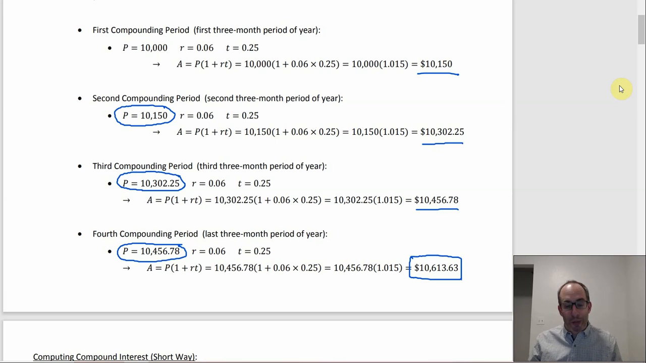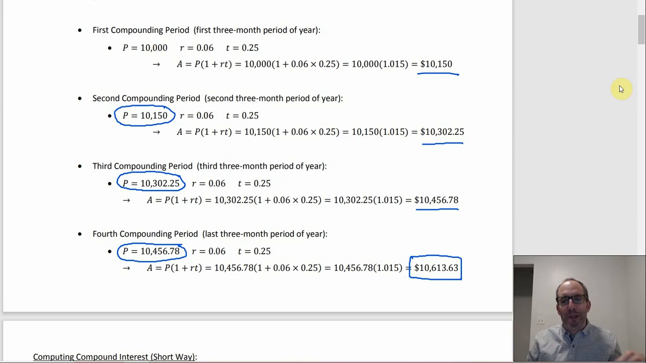Because now we've gotten through a year, because we did first 3 months, then next 3 months, then next 3 months, then last 3 months, full year, broken up into 3-month intervals. And okay, we got it, right? 10,613.63. That doesn't look that bad, right?